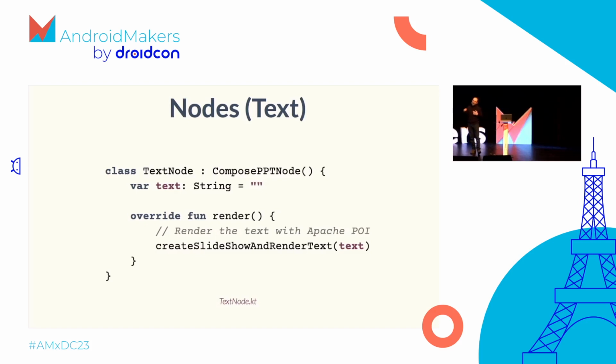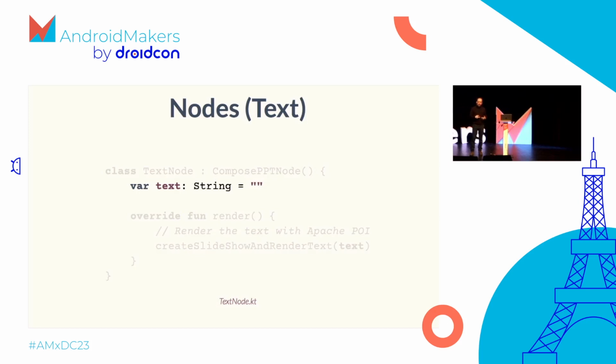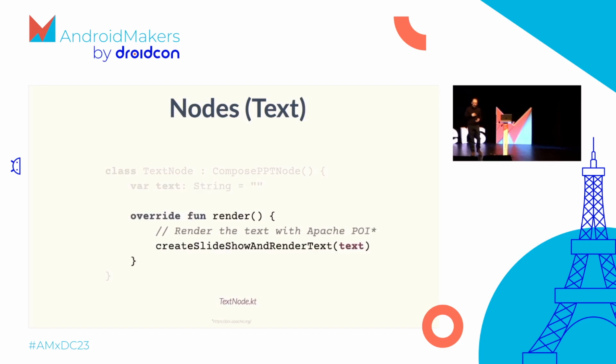So now it's the text node. Text node is a bit different because we want to keep some data, right? We want to actually keep the data that we're going to draw inside the slide. So we're going to keep the text as a string because I want to keep it and draw it later on. And when there is a rendering happening, I'm going to need to create the slideshow and render the text.